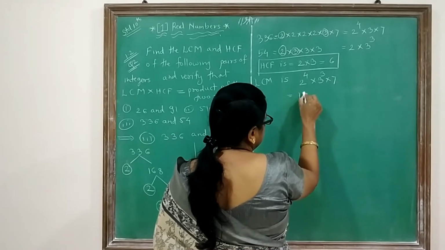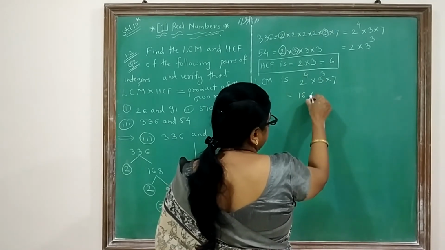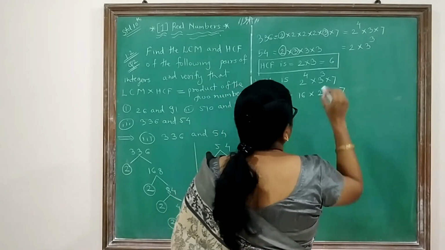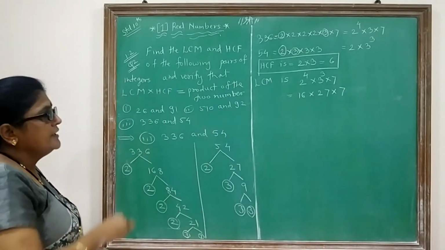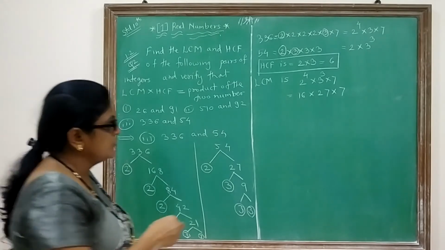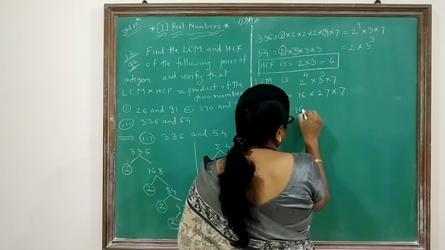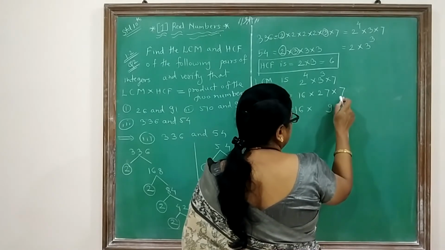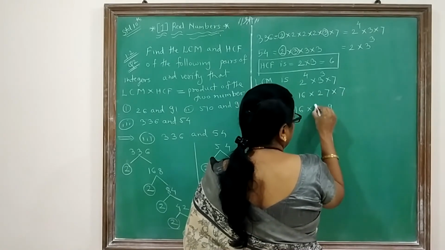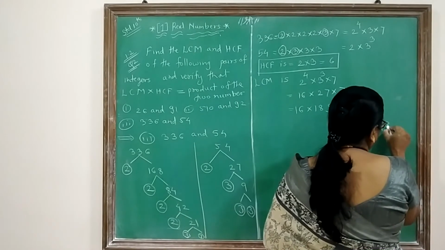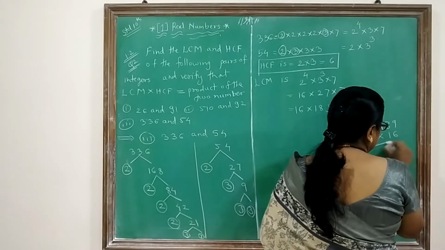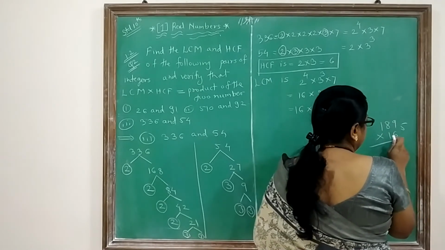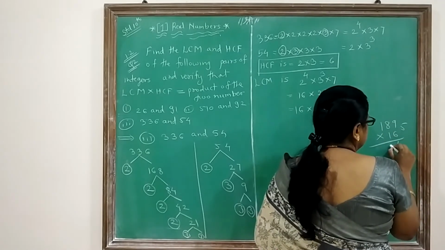Then 2 raised to 4 is 16 into 3 cubed is 27 into 7. Again you will multiply here 16 into 7, 49. Then 4 is the remainder. Then 7 twos are 14. Then 4, that is 189. Then 189 into 16. Then 9 sixes are 54. Then 5. 8 sixes are 48. 48 plus 5, that is 53.